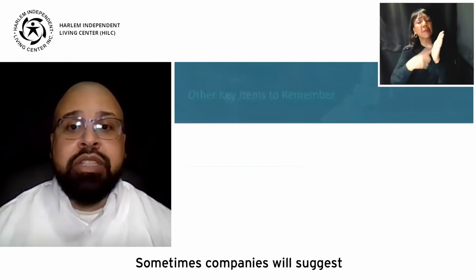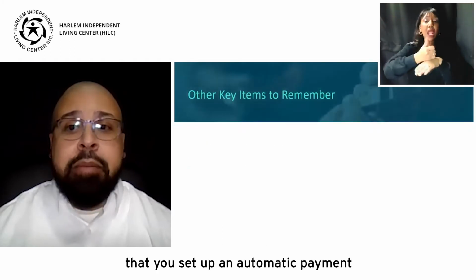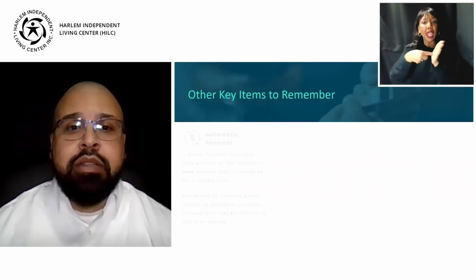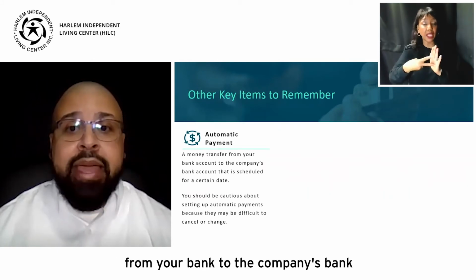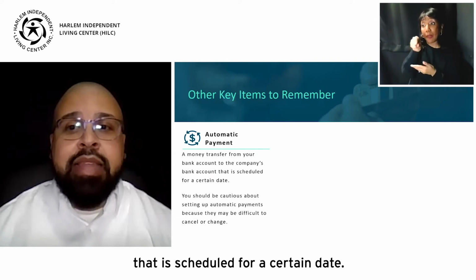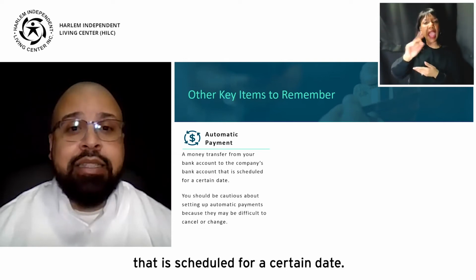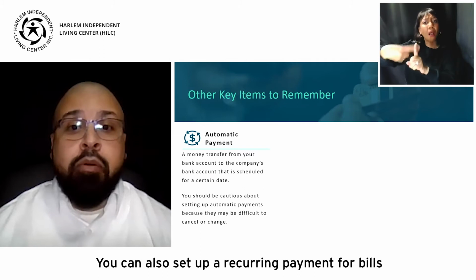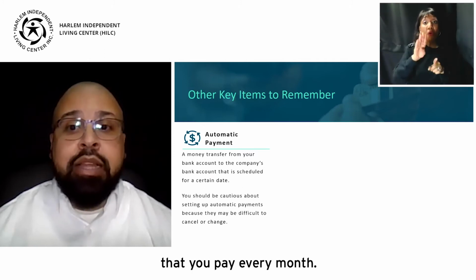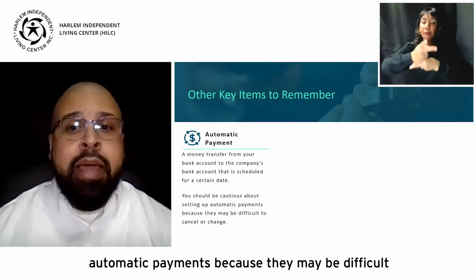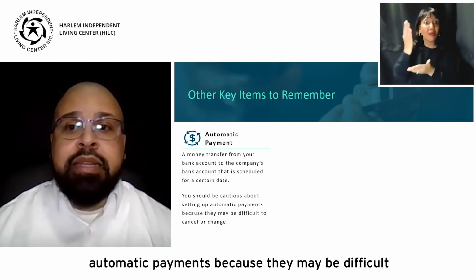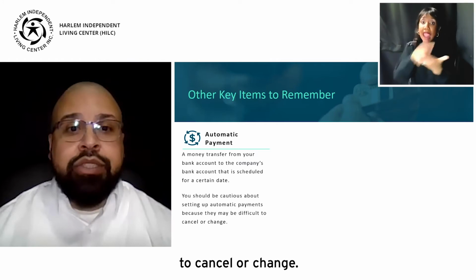Sometimes companies will suggest that you set up an automatic payment to pay your bills. An automatic payment is a money transfer from your bank to the company's bank that is scheduled for a certain date. You can also set up a recurring payment for bills that you pay every month. You should be cautious about setting up automatic payments because they may be difficult to cancel or change.